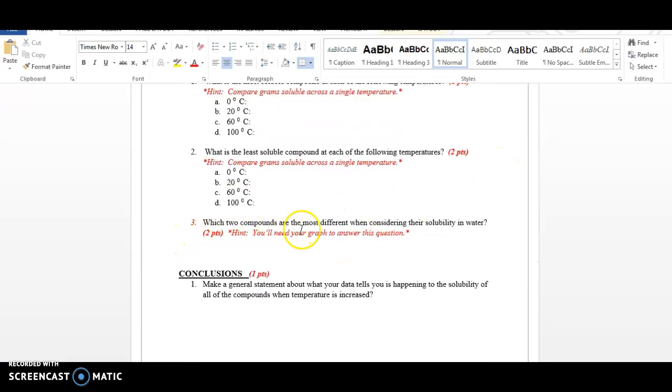And number 3, which 2 compounds are the most different when considering their solubility in water? I'm not going to give you much help here. I want to see what you guys can come up with for that.